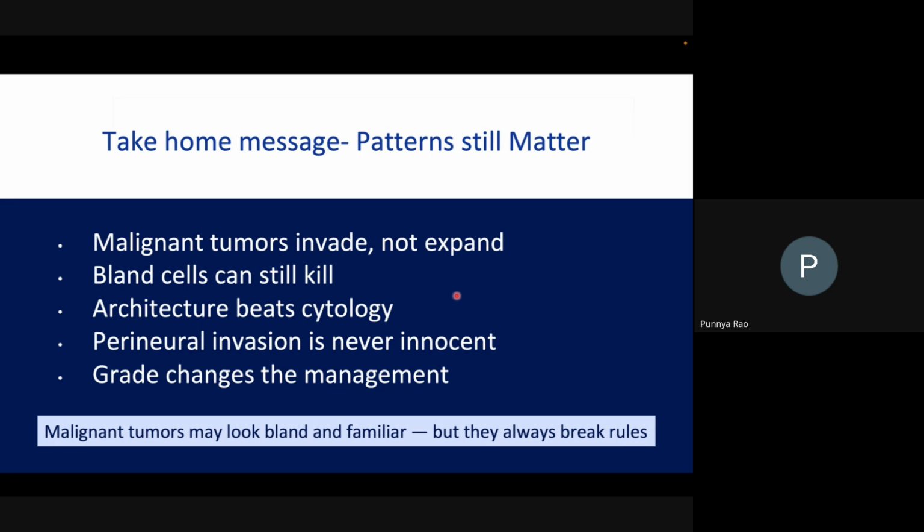Okay. So the take-home message for malignant salivary gland tumors: patterns still matter, as they mattered for benign tumors. Malignant tumors invade, they do not expand. Bland cells can still kill. Architecture is what you need to look for. Perineural invasion, if you find it, is never innocent. And grade changes the management, so grading is something you need to do. Malignant tumors may look bland and familiar, but they always break the rules.